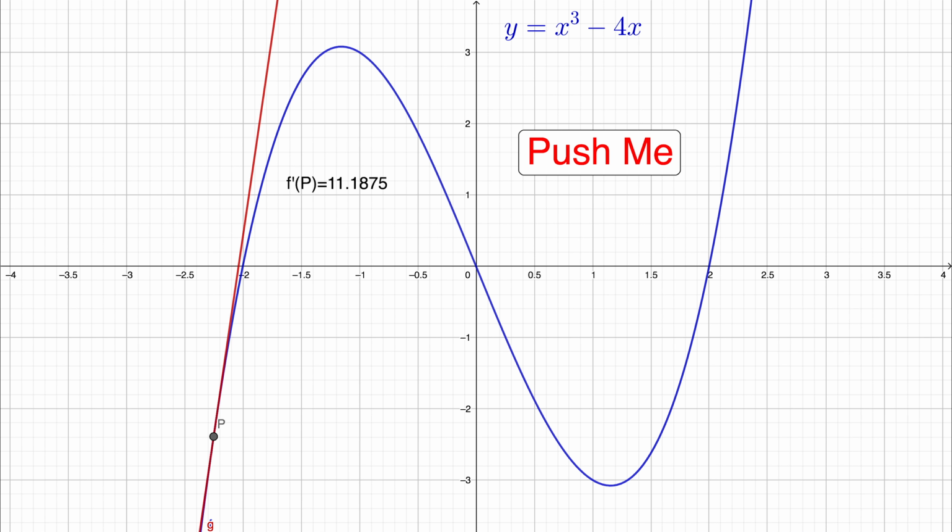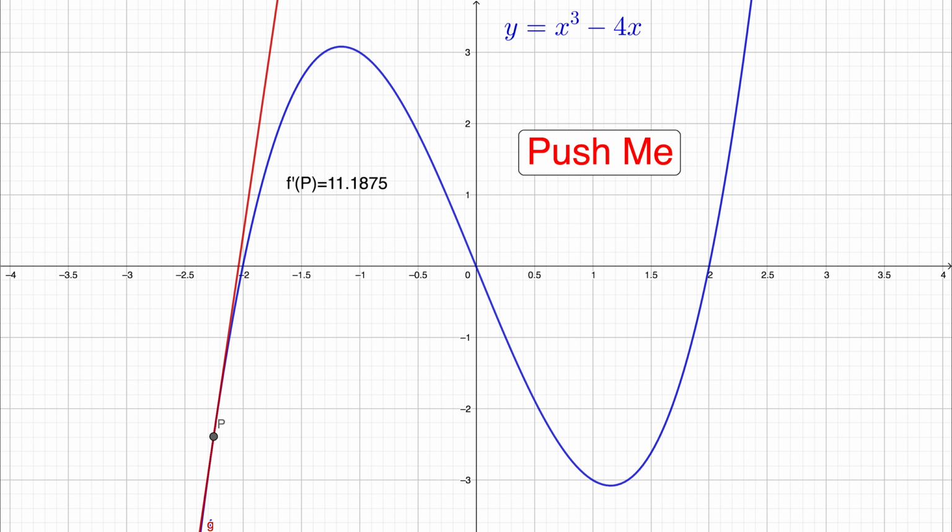So hey, here I've made an animation. As you can see, we have the graph of the function y equals x cubed minus 4x. The red line is the line tangent to the function at the point P. In a second, I'm going to start an animation I made with GeoGebra. It will move the point P towards the critical point.